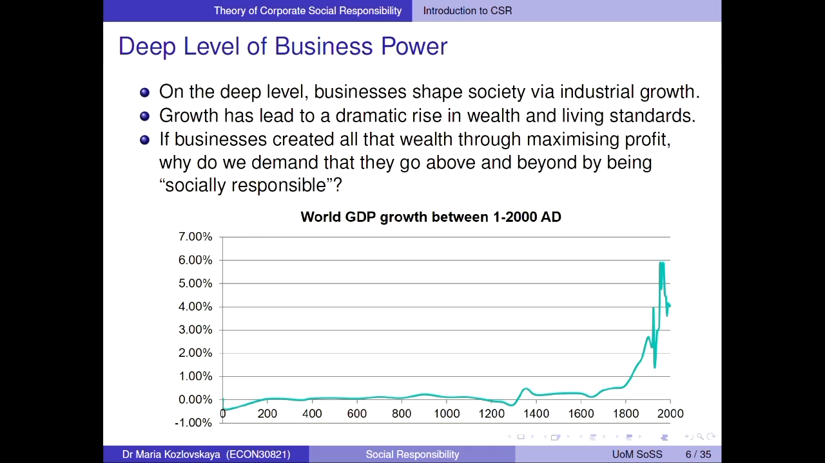However, around 1800, we see a really dramatic increase. So what happened there? Yes, please? Industrial Revolution, brilliant, exactly. We see the Industrial Revolution, which also happened in this country. And it's not a coincidence.